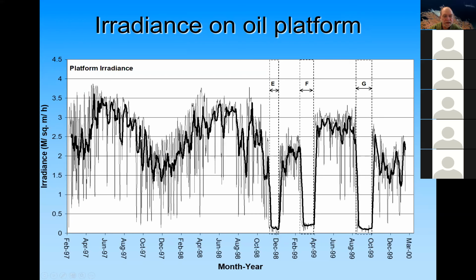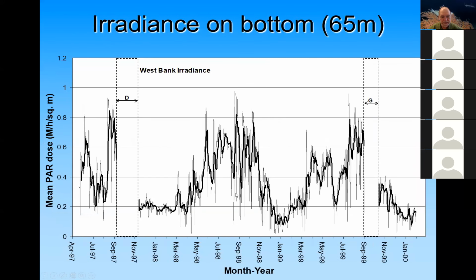So here you can see the irradiance, and this is measured in moles per square meter per hour, a somewhat different unit, but that's a common unit there. And you can see this is over the course of almost a year, and the light goes up and down seasonally. In December, we had some storm events and things that made that difficult to measure. So this is the basic record of irradiance, incoming sunlight on the oil platform. And here is the same measure of irradiance for the same period on the bottom at the West Flower Garden Banks.